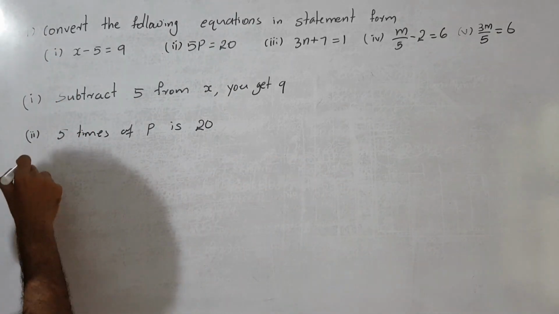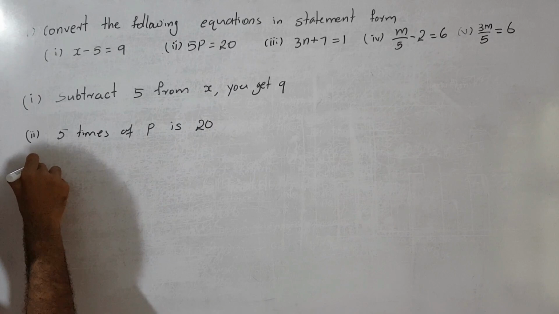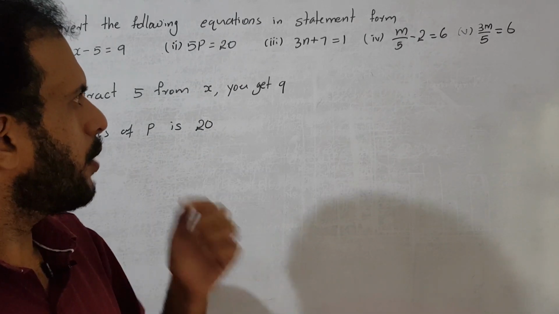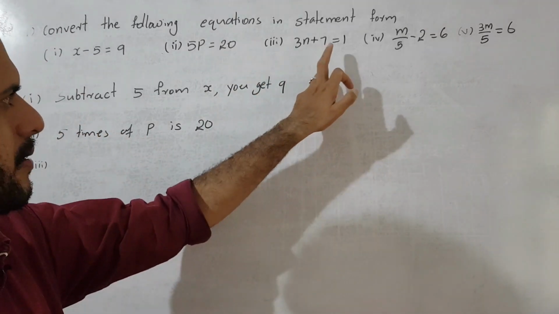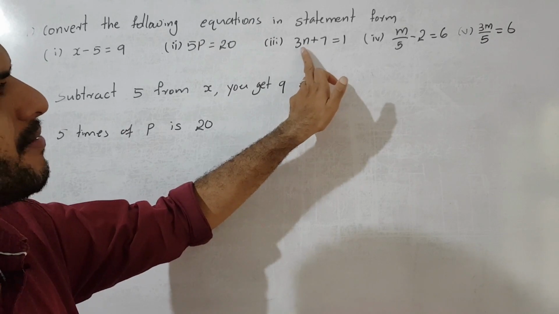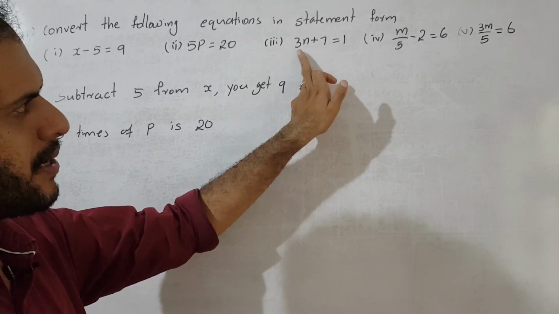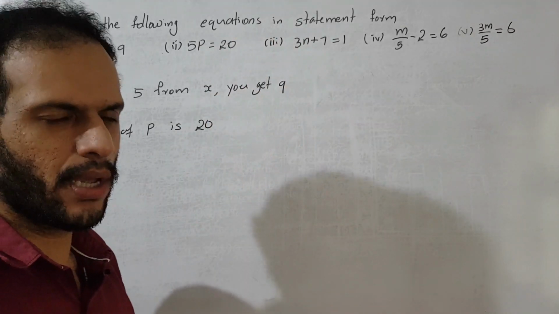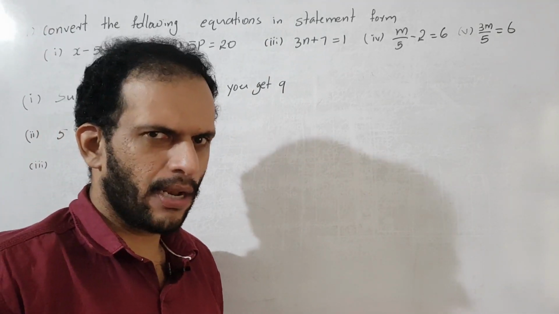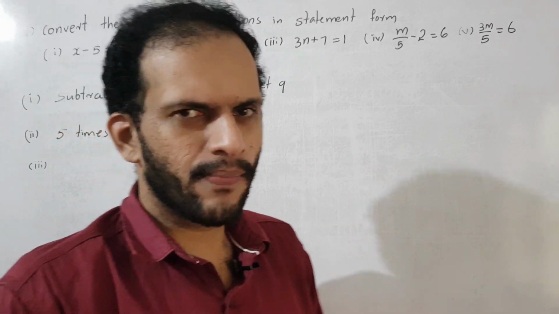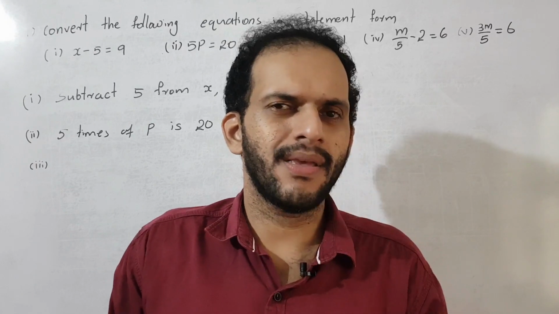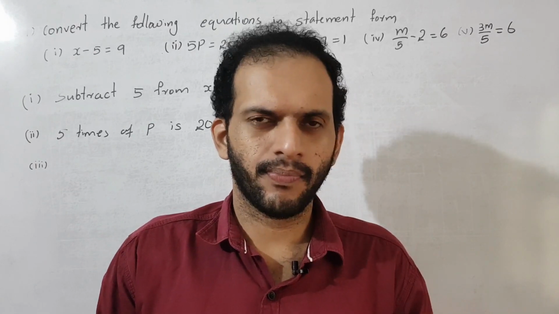Then what is the third one? How to convert the third equation in the form of a statement? Then what do we do here? We are adding. What are we adding? 7 to 3n. What is 3n? Yes, 3n means 3 into n. We are adding 7 to 3 into n. Then how do we say 3 into n? 3 into n is 3 times of n.